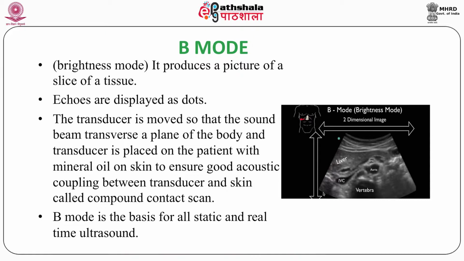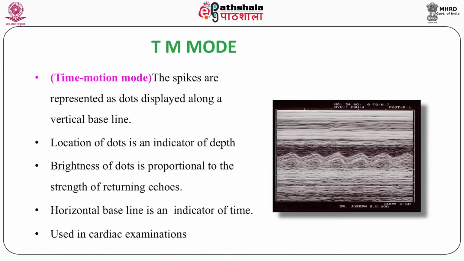This is called contact scan. The transducer is moved across the body while it is being rotated, producing a compound contact scan known as a P scan, whereas as I told you, brightness mode is where the brightness of the dot represents the intensity of the returning echo. Now the next type of display is TM mode. As you can see here in this time motion mode, the spikes are represented as dots displayed along a vertical baseline, and the location of the dot is an indicator of depth. The brightness of the dot is proportional to the strength of the returning echo.